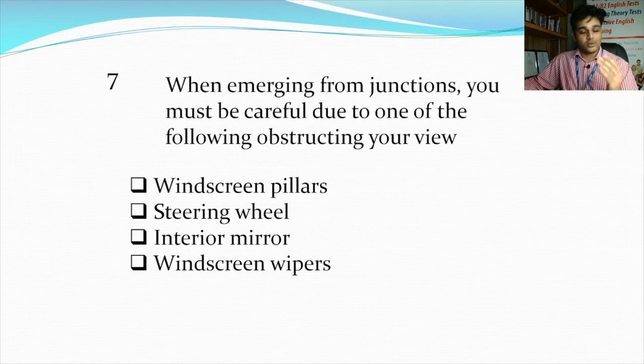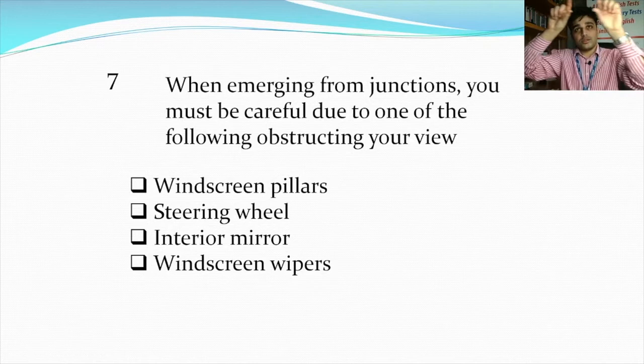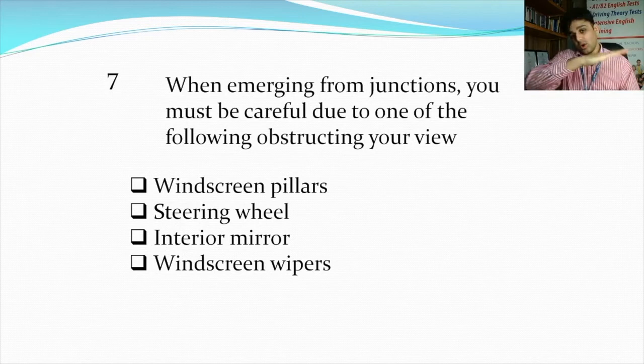When emerging from junctions, emerging means to leave the road, like to move from the road. You must be careful due to one of the following obstructing your view: windscreen pillars. Obstructing means you can't see me, so it's a bit like John Cena, you can't see me. Obstructing. Windscreen pillars, which I'll show you a picture of in a second. Steering wheel, so your steering wheel is that wheel in the middle. Interior mirror is the mirror along the top. That's what we call the interior mirror, and the side mirrors are the ones on the side. Windscreen wipers are, when it rains and that wiper comes on, that's called a windscreen wiper.